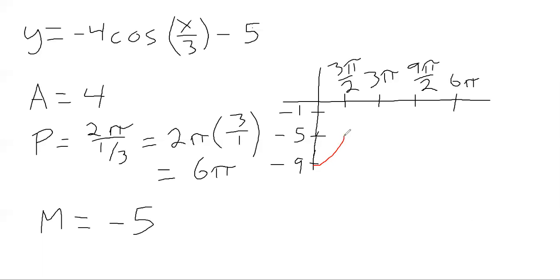By the time we hit 3 pi, we should have finished half of our wave, so we should be at the maximum. When we get to 9 pi halves, we will come back down to the midline. And by the time we complete our period, which was 6 pi, we should be back down to our minimum, right where we started at -9. So we alternate minimum value, middle of the graph, maximum value, middle of the graph, minimum value. And we could continue to do that over and over again for each of these sine and cosine functions.